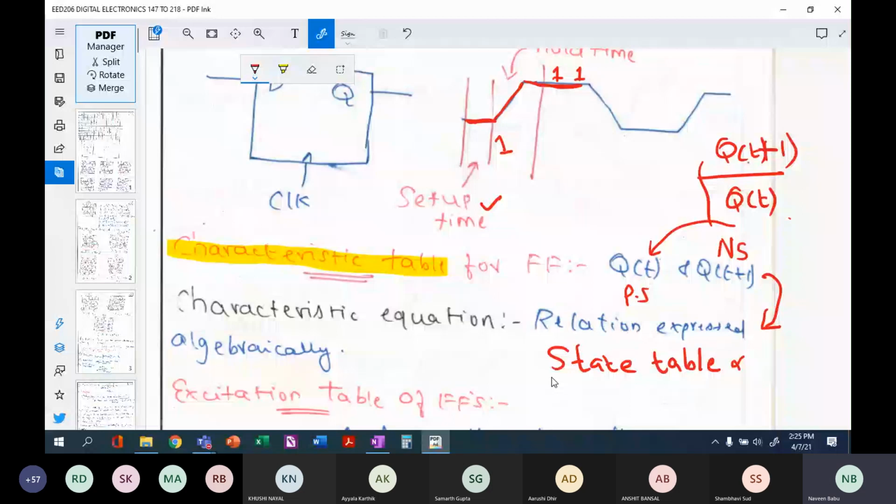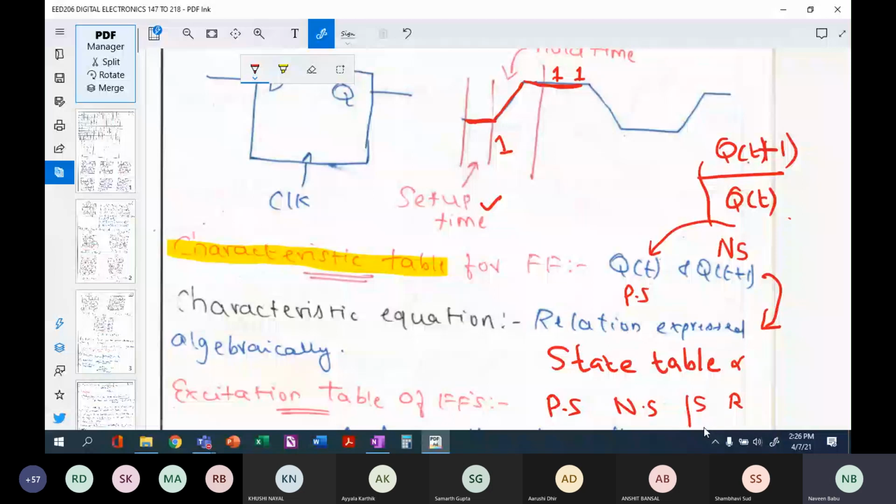So what is this excitation table? The excitation table is a table that has your present state and next state as its input, and your S and R as its output. Meaning, if you want to have certain outputs, then what should be the inputs? That's what it means. I reiterate again.